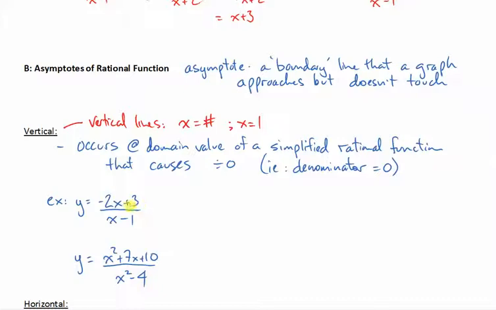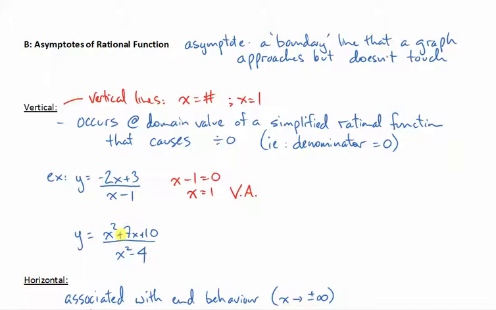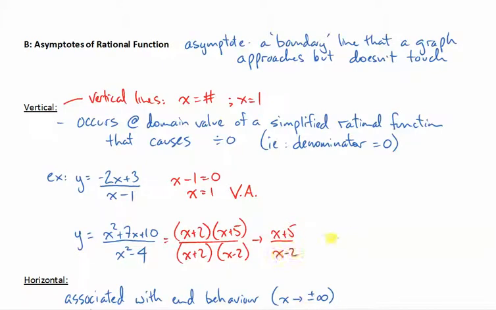A couple of examples. Here's a rational function. I can't simplify this rational function. There are no common factors to remove. So division by 0 is caused when x minus 1 equals 0 or when x equals 1. That is a vertical asymptote. The next function I've got here is factorable to x plus 2, x plus 5, and the denominator factors to x plus 2, x minus 2. So this can be rewritten as x plus 5 over x minus 2, and there would be a vertical asymptote at x equals 2 only. Now, x equals negative 2 is something called a hole that I'll talk about later in this lesson.